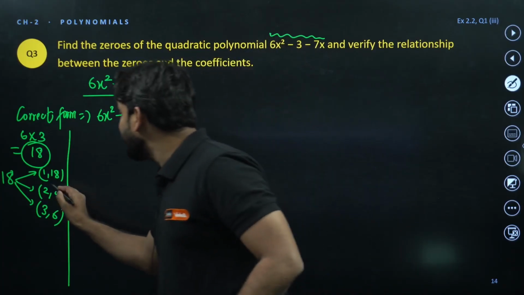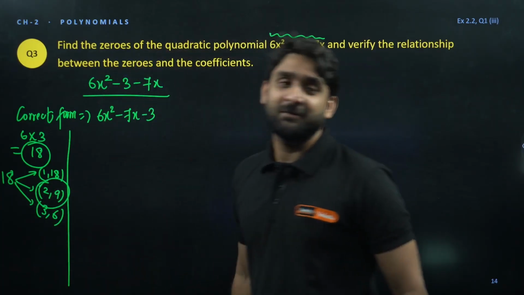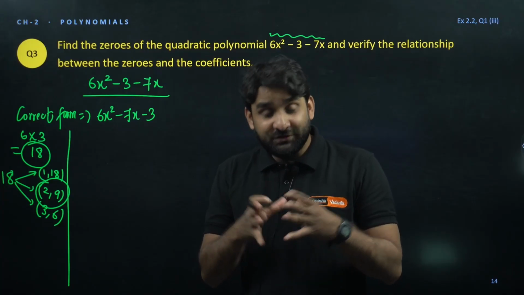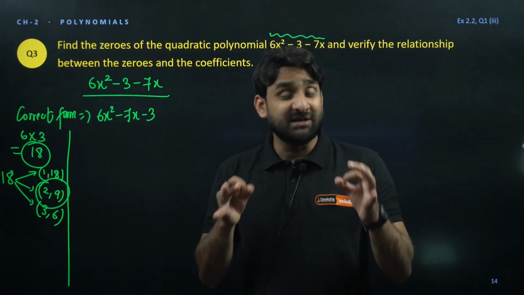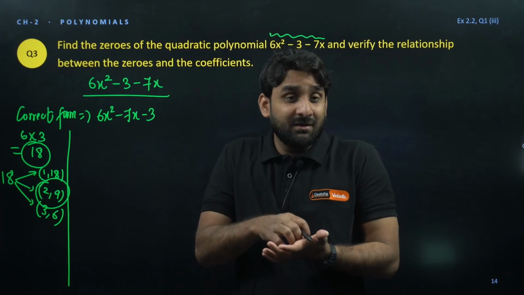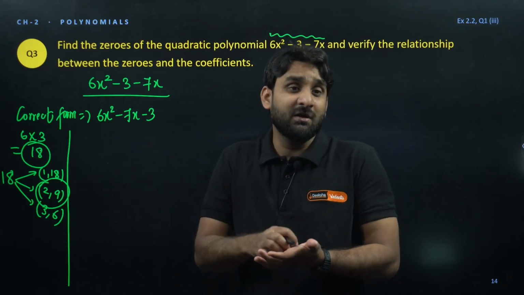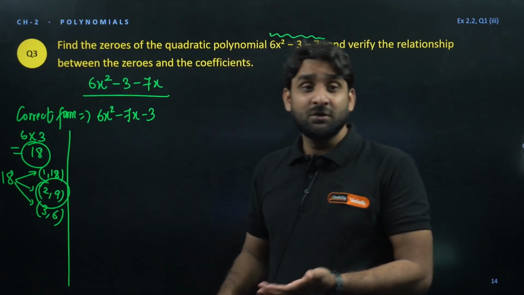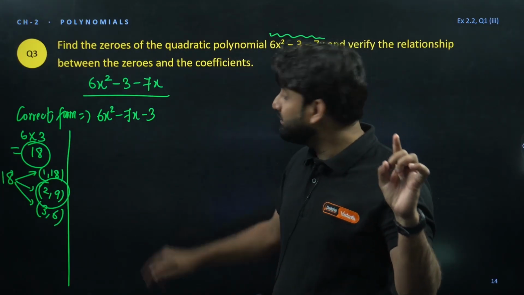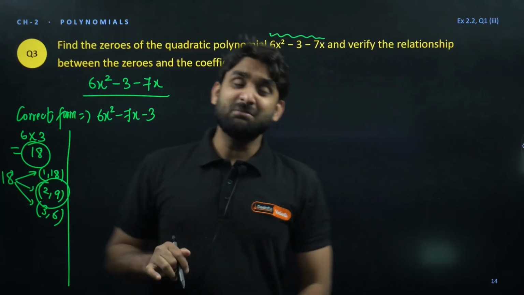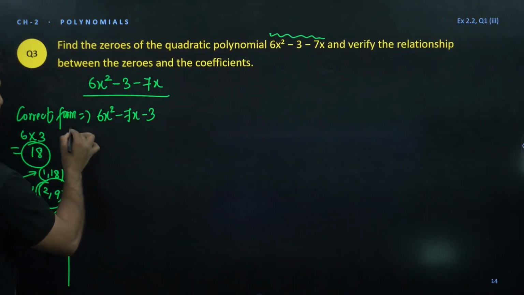So which is your friend? 2 and 9 is your friend. Why? Because the difference between 2 and 9 is 7. And why are we carrying the difference value? Why are we giving value to subtraction only? Why are we not adding the numbers? Why are we focusing on subtraction? Because the sign of the constant term is minus. That's why. So 9 minus 2 is 7, and that will be your perfect pair.